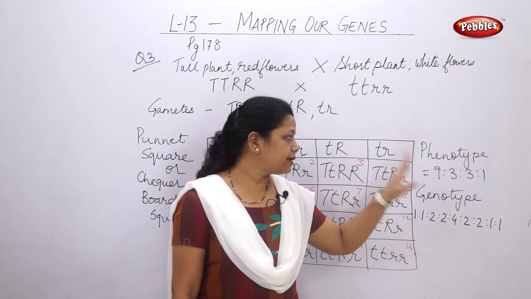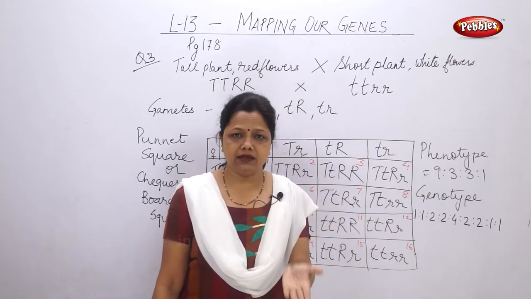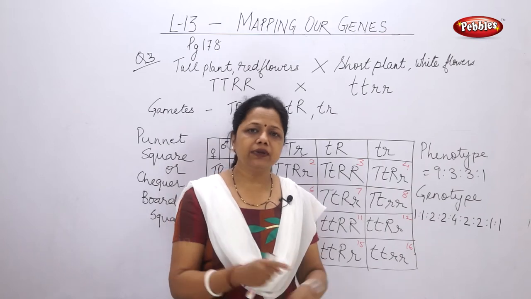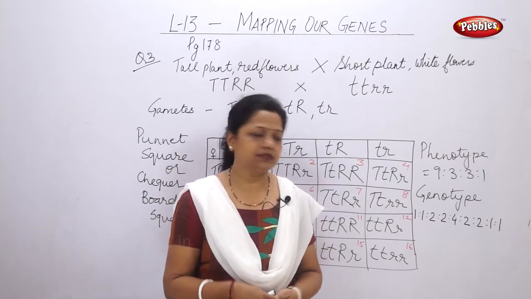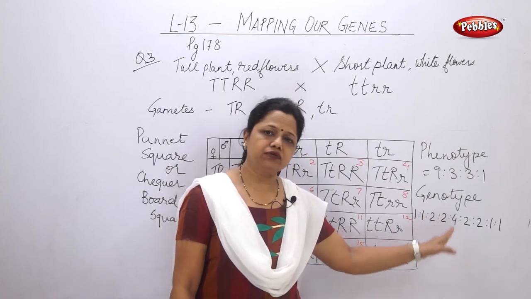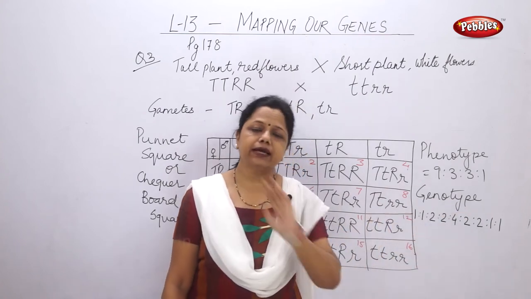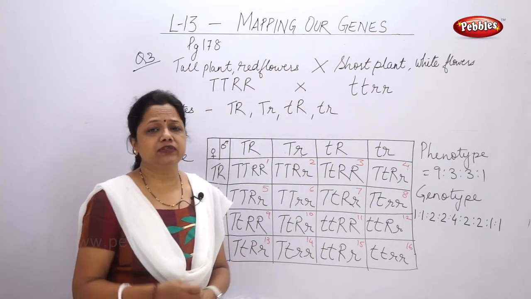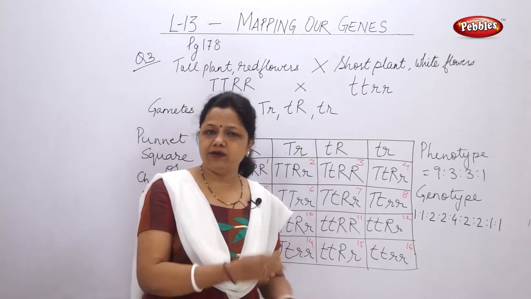Phenotype is the characteristic features which we can see physically, and genotype is where the hybrid combination of gametes has taken place. So there is one type, two different types. There are different types of hybrid gametes which are formed, which can be homozygous or heterozygous.